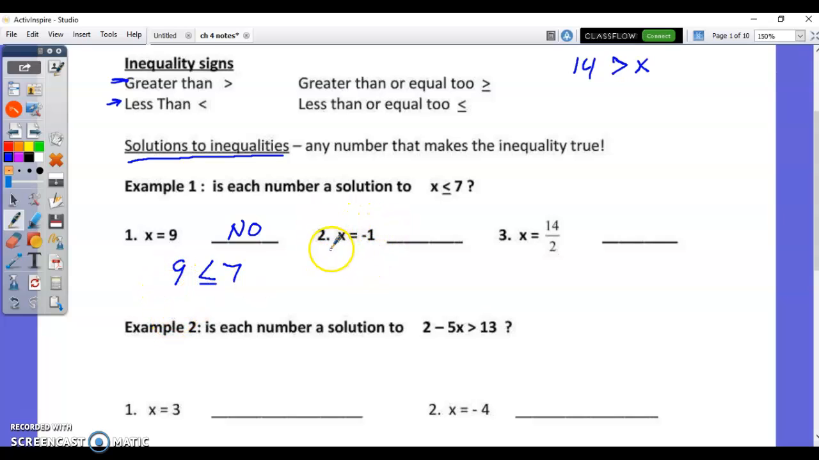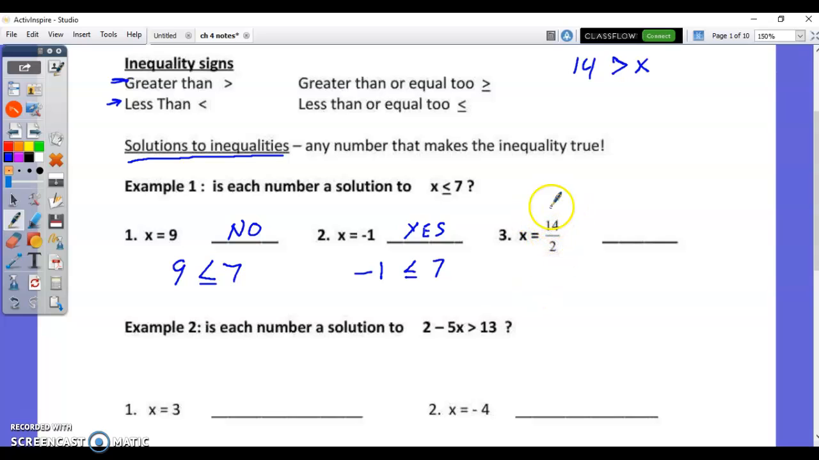All right, so on number 2, the same idea. If I have -1 for x, and I'm writing in the exact same problem, is -1 less than or equal to 7? Yes, it falls into that category of being less than 7, so that would be true. Yes, it is.